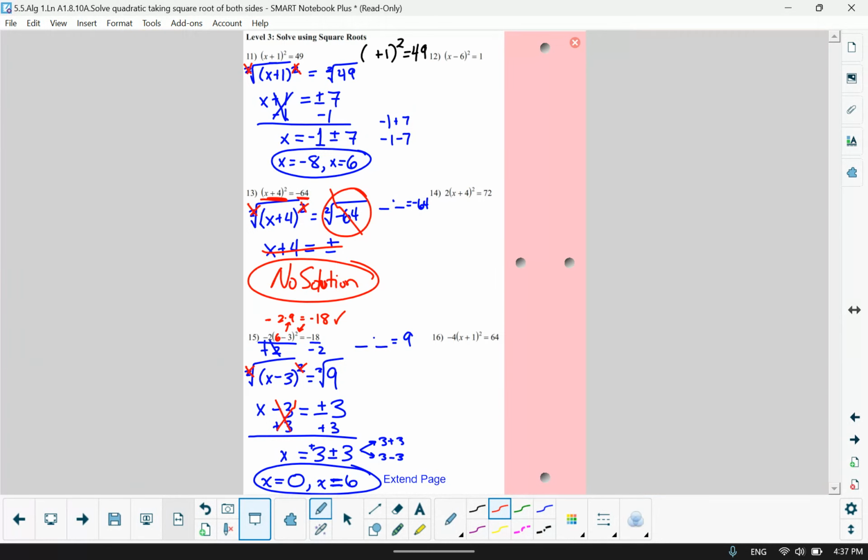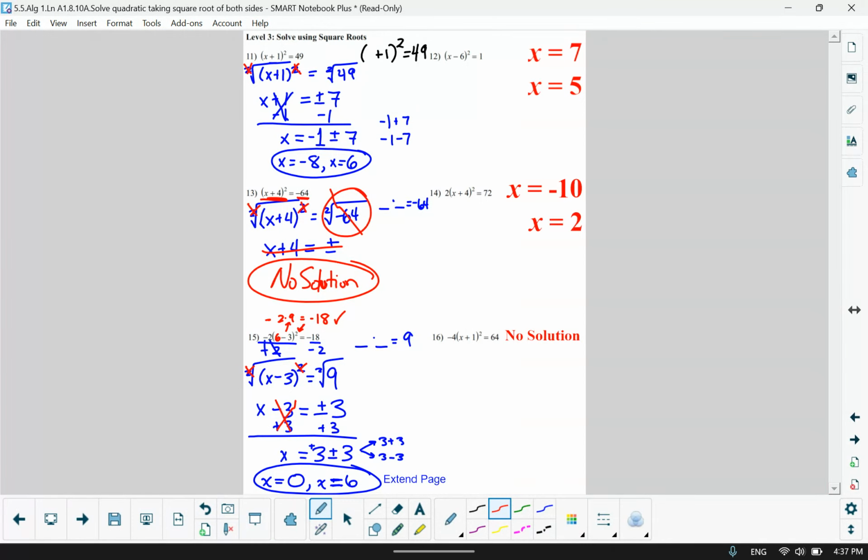Go ahead and pause your video at this point. Head to numbers 12, 14, 16. Come on back when you're ready to check your solutions. Number 12, 7 and 5 would make the statement true. Number 14, you'd have a negative 10 and a positive 2. And 16, once again, we run into something that is impossible and cannot be done.